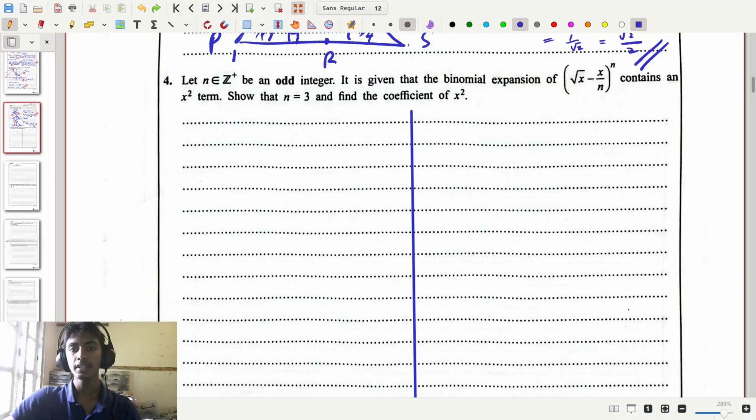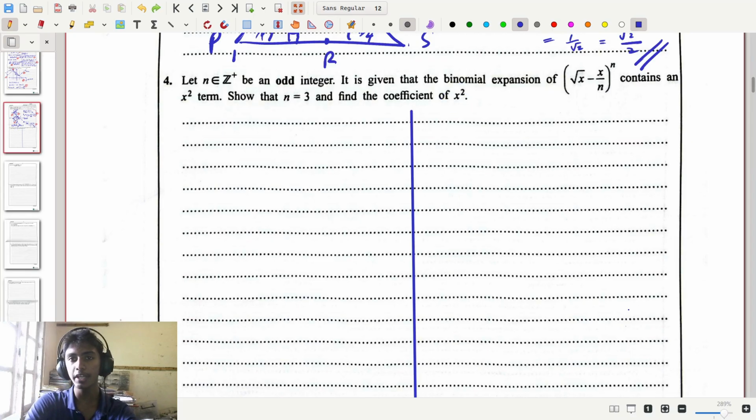It is given that the binomial expansion of (√x − x/n)^n contains an x² term, meaning that the coefficient of x² in that expansion is not equal to 0. And then it says, show that n is equal to 3 and find the coefficient of x². So we're asked to find that n is equal to 3, which means that all of this information up here is somehow enough to find that n is equal to 3. And then, given that n equals 3, we're asked to find the coefficient of that x² term.